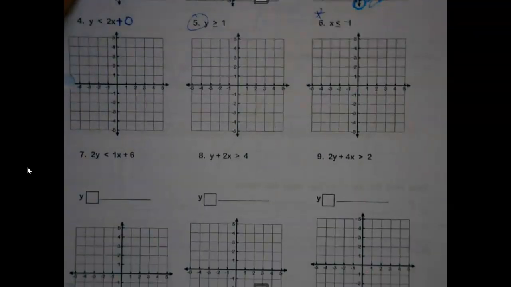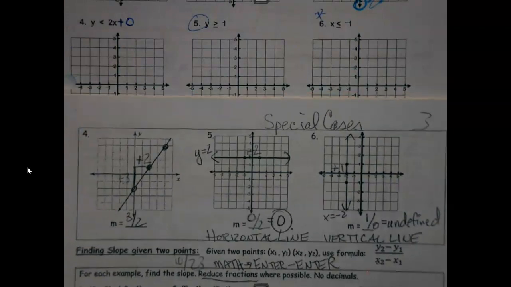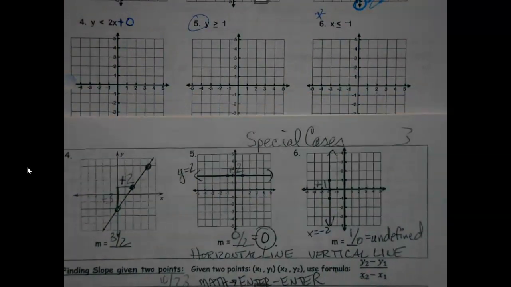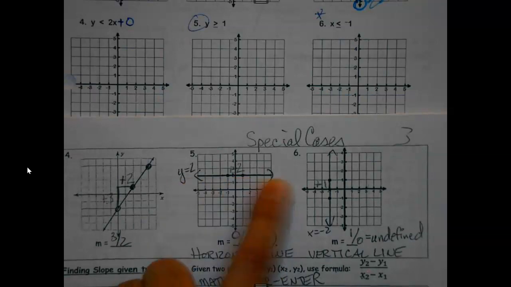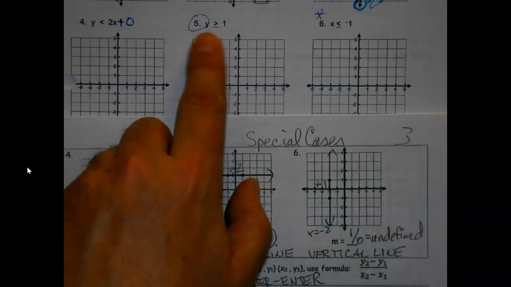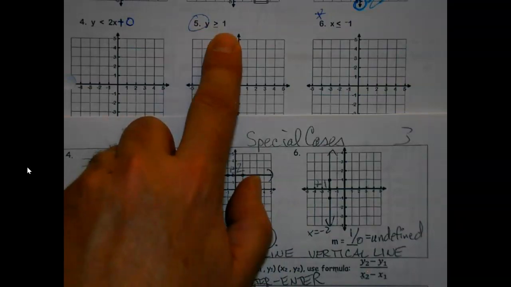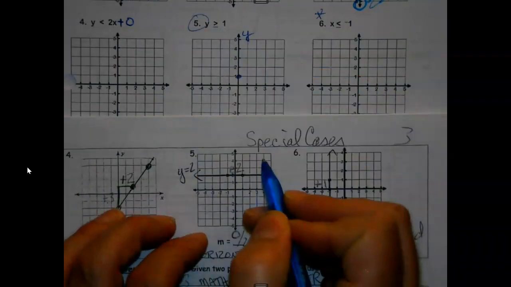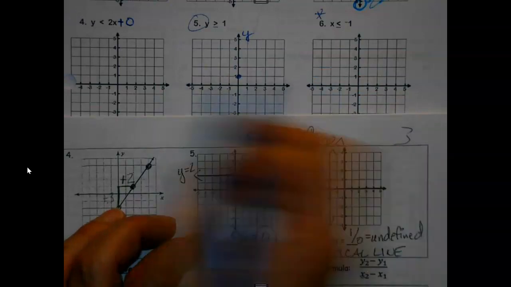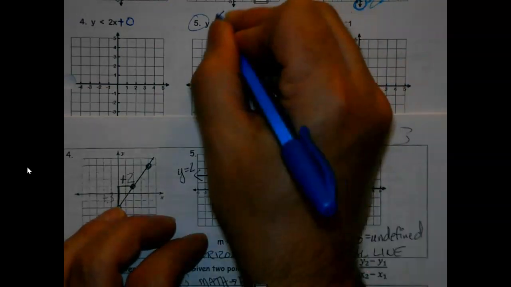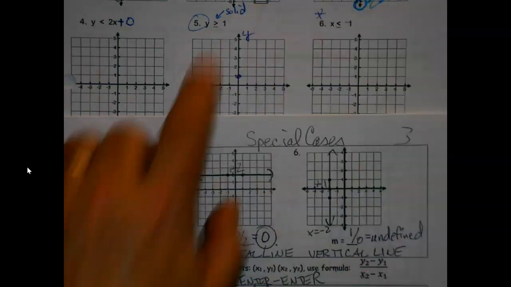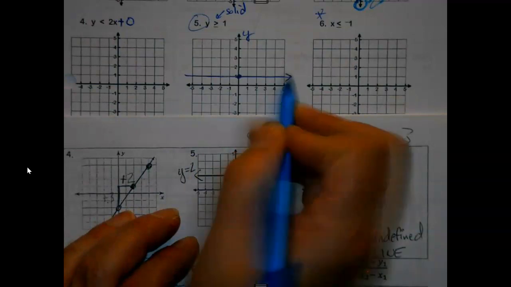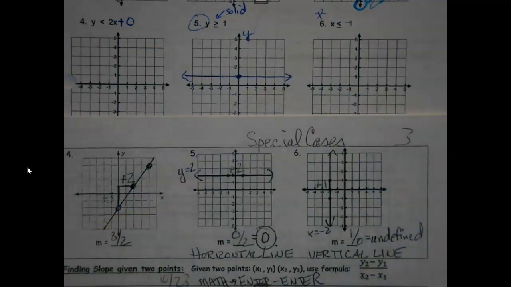Wait a minute. I go back in my notes, and I find on page 3, I'm like, hey, y equals 2 is just a horizontal line at that number. So does that mean y is greater than or equal to 1? Does that mean I go to 1 where y is 1, and I'm just going to make a horizontal line? It does. And it's going to be a solid horizontal line at 1. So I draw that.